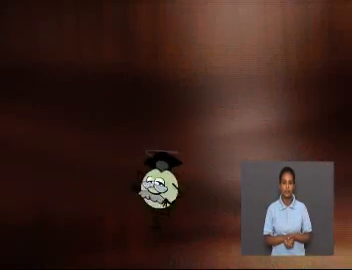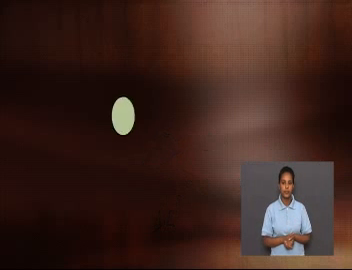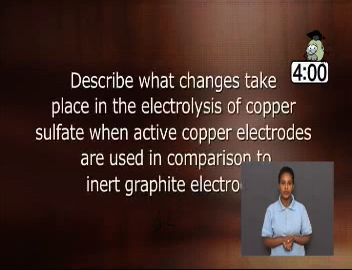Students, let us do an activity. Please describe what changes take place in the electrolysis of copper sulfate when active copper electrodes are used in comparison to inert graphite electrodes. Students, let's get ready. Begin.